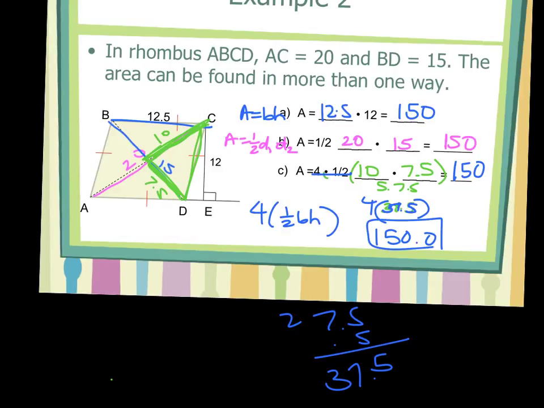Yep. Where'd you get the 10 and 7.5? It's half of the diagonals. So if I just use one of the triangles, like I just used that one, then I need half of one diagonal would be the base and half of the other diagonal would be the height. But again, if you're given the diagonals, it's way easier to just do a half diagonal 1 times diagonal 2. If you're given the base and the height, it's way easier to do base times height, because a rhombus is still a parallelogram. Questions overall on any of the areas?